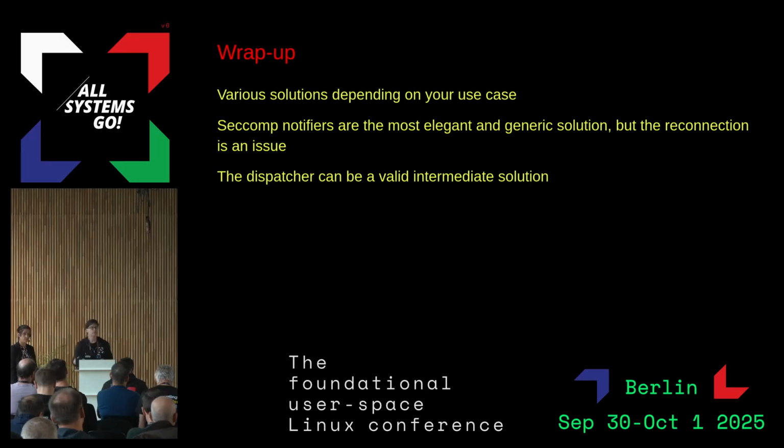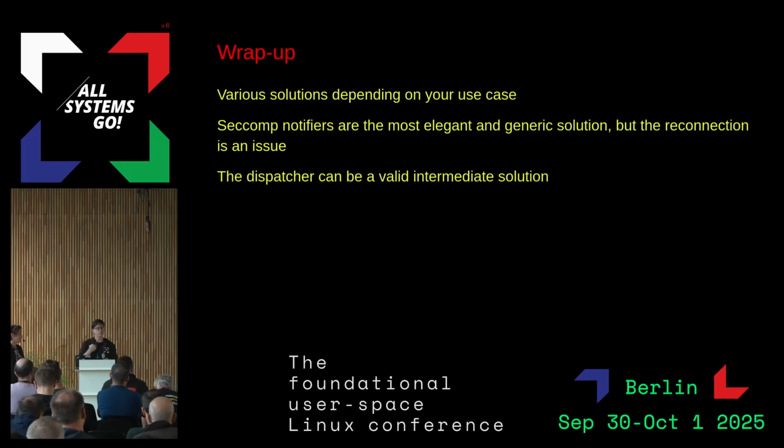So in summary, we tried many solutions. We only presented a few, but we tried more. We really wanted to use seccomp notifiers because it's the closest to ideal for us, but that requires some changes in the kernel and also in Kubernetes. And that we will probably do in the future.